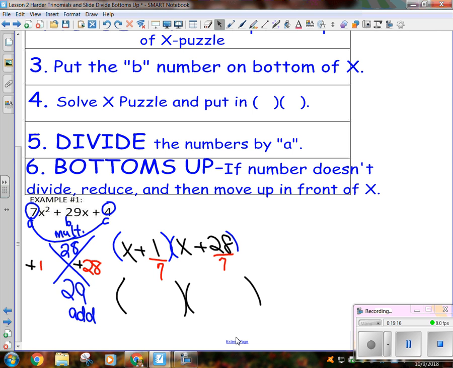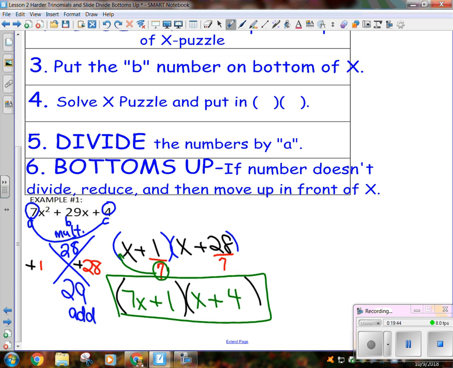Does 1 divide evenly by 7? No. Since it does not, this is where bottoms up comes in. The bottom number 7 comes up in front of the X and becomes 7X plus 1. Do you see how the bottoms up works? Okay. Does the 28 divide by 7? Yes. So that becomes X plus 4. 28 does divide by 7 4 times. This is your final answer to this slide divide bottoms up.